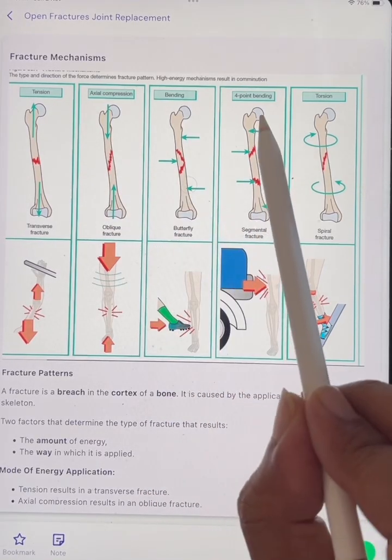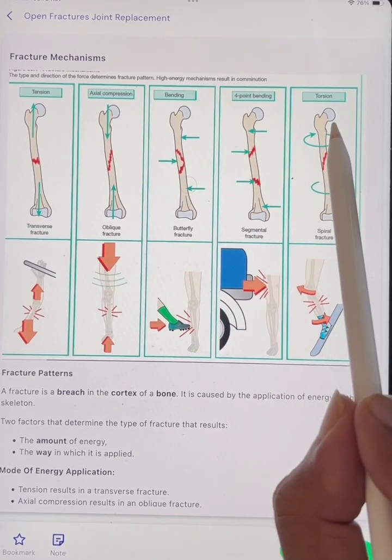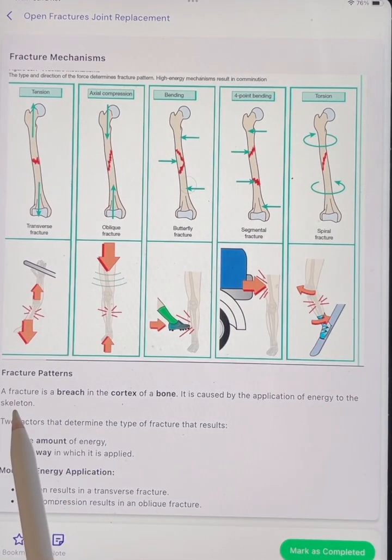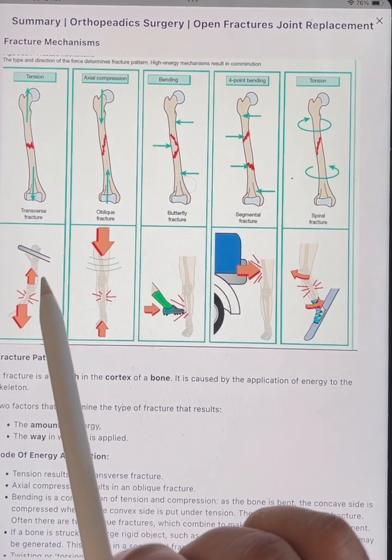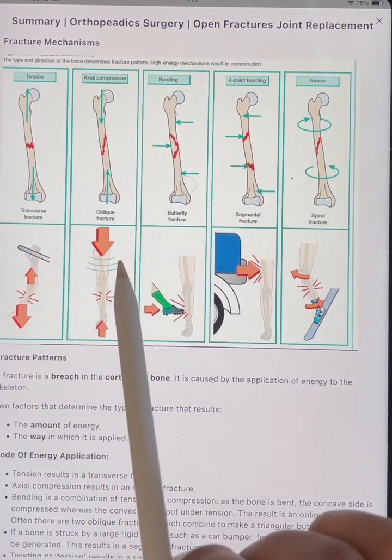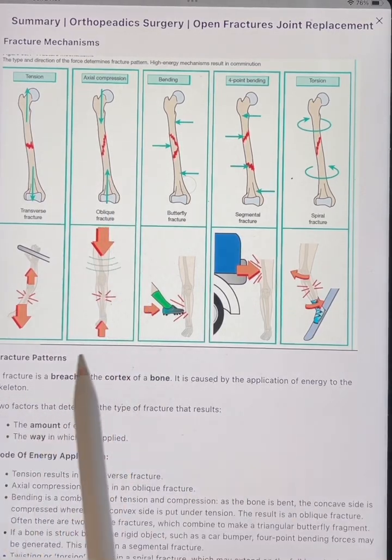bending. Here it is at multiple points, so segmental fractures. This is torsion, which causes a spiral fracture. You can see the person is trying to catch something and he got a stretch, and this is someone jumping from a height, he got axial compression.